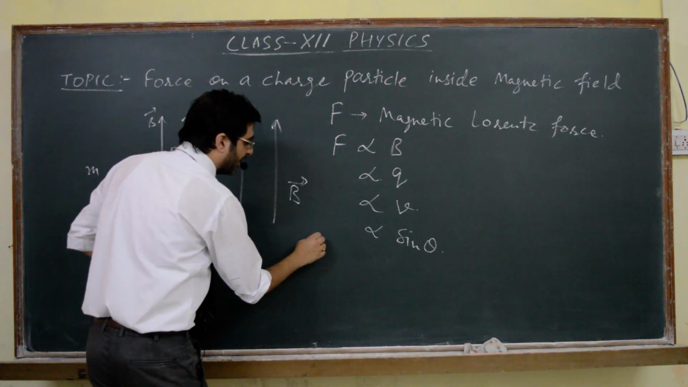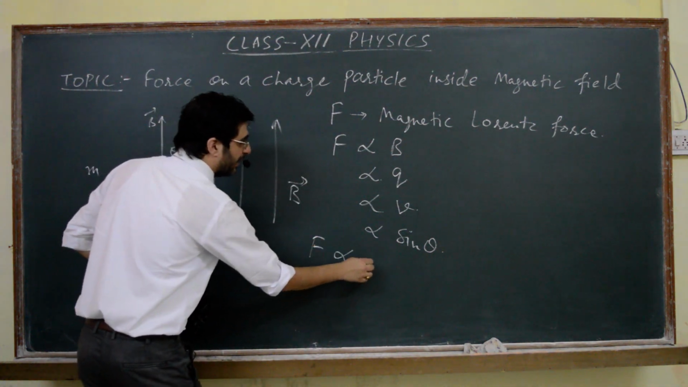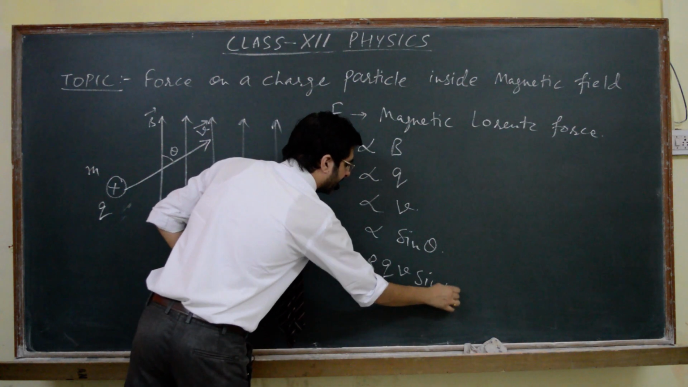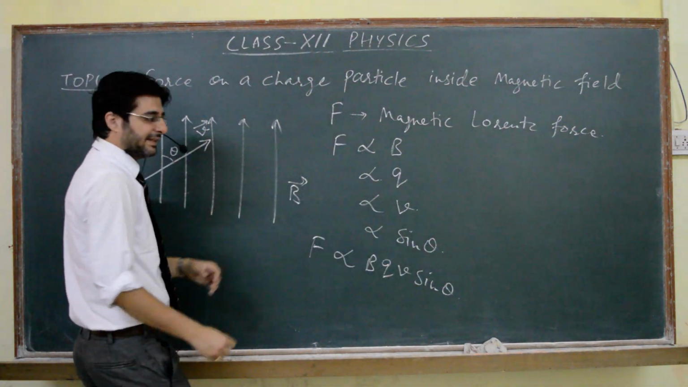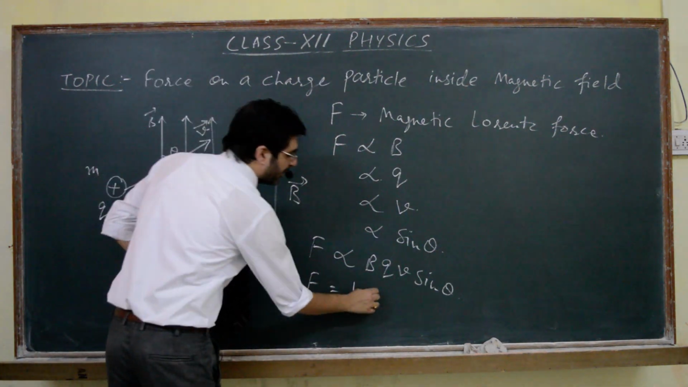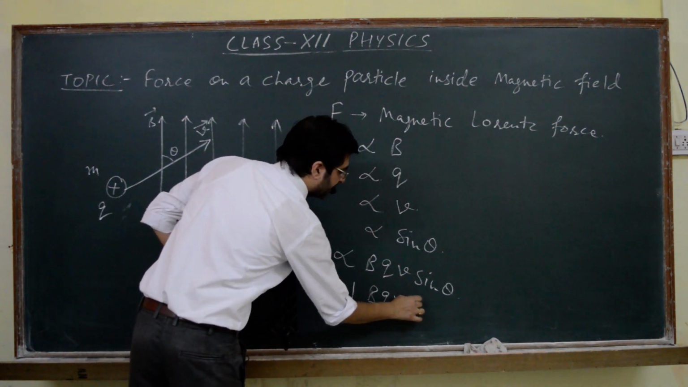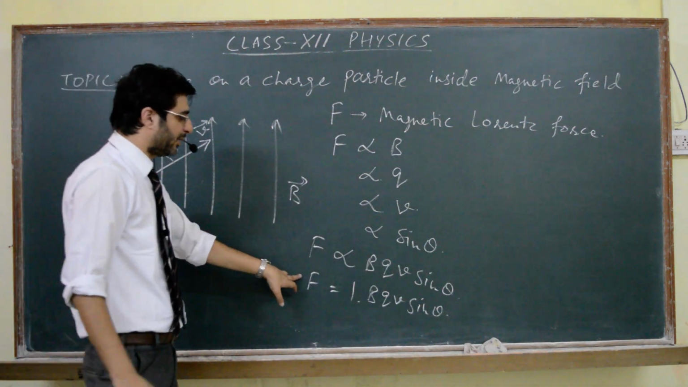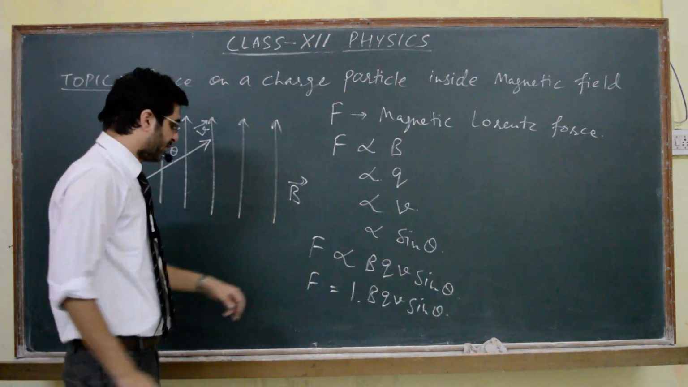If we combine all these factors, then force will be dependent on BQV sine theta. The proportionality sign will be removed, one constant will be there, and the constant is 1. So BQV sine theta is the magnitude of the magnetic Lorentz force.